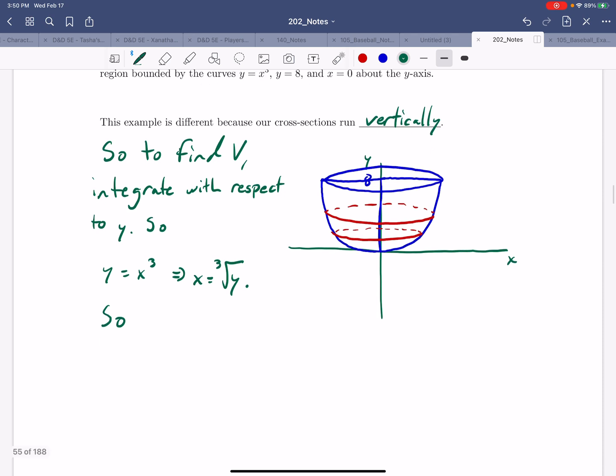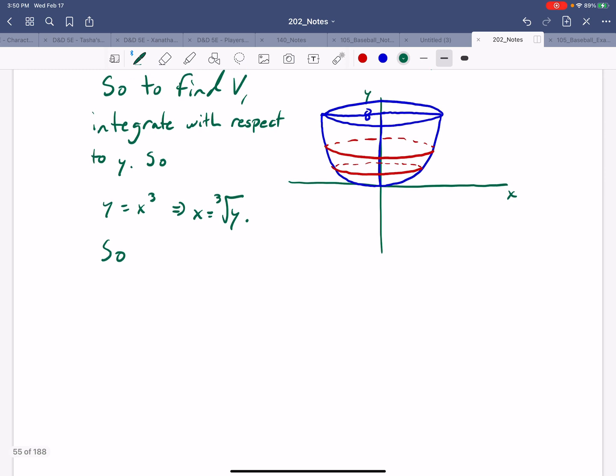Okay. And that means that we're going to write out our volume function. Maybe I'll write it down here, right? V equals the integral from something to something of our area function. Well, what's our area function going to be? It's going to be pi r squared. What's r? Again, it's just our function. Pi times the cube root of y squared dy.